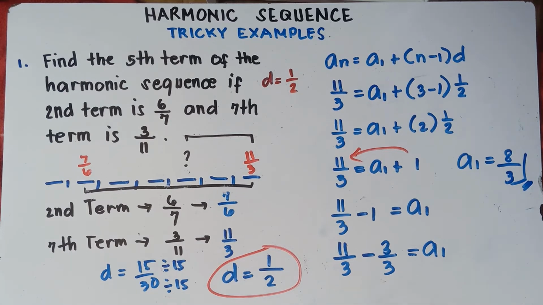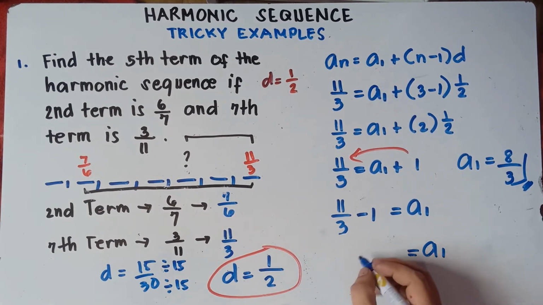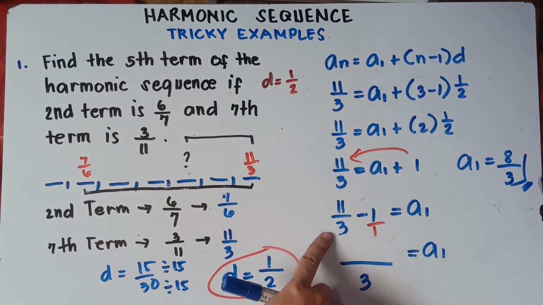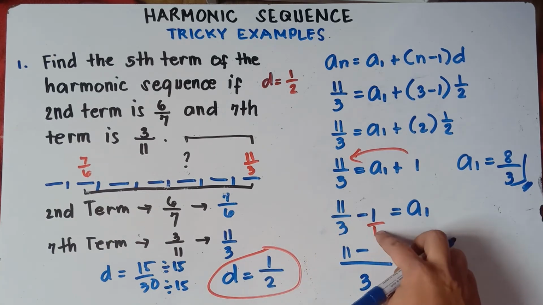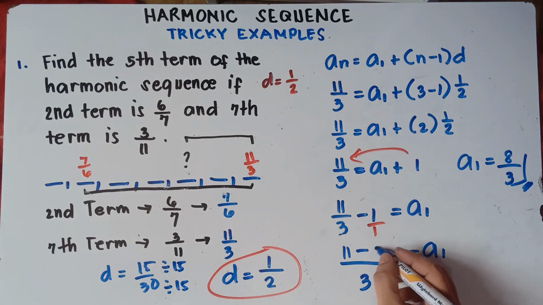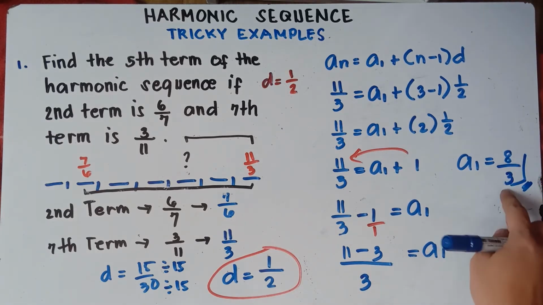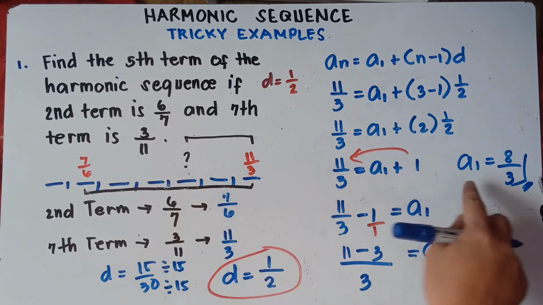Or if you're confused with this one, go ahead and find the LCD. Understood that there's 1 here for 1. The LCD of 3 and 1 is 3. So 3 divided by 3 is 1 times 11 is 11, minus 3 divided by 1 is 3, times 1 is 3. Then you subtract 11 minus 3, you still have 8, and then copy 3. So the first term is 8 over 3.